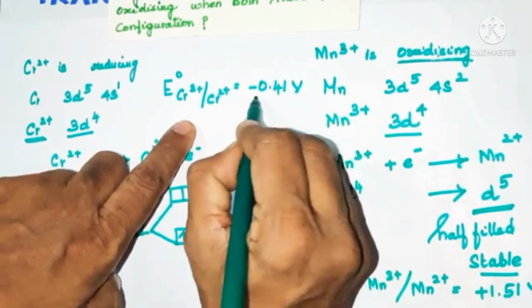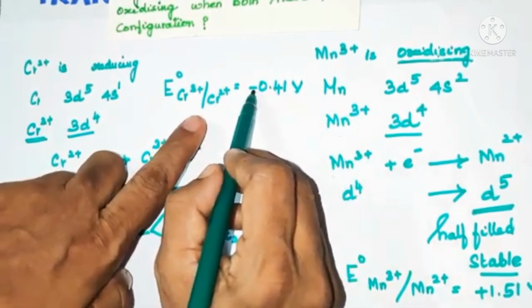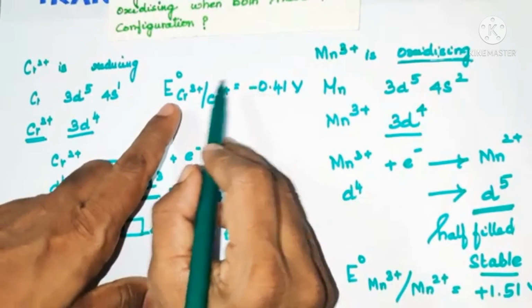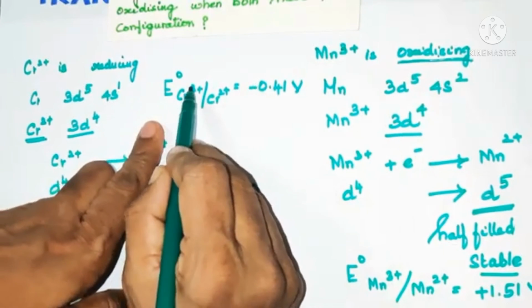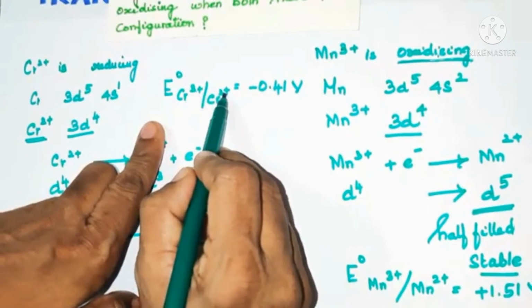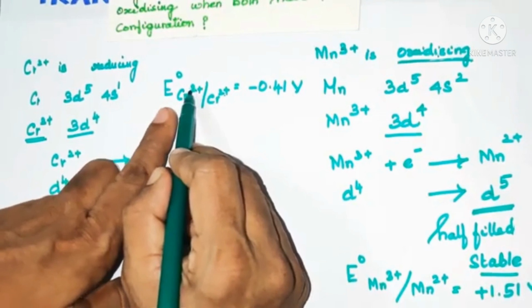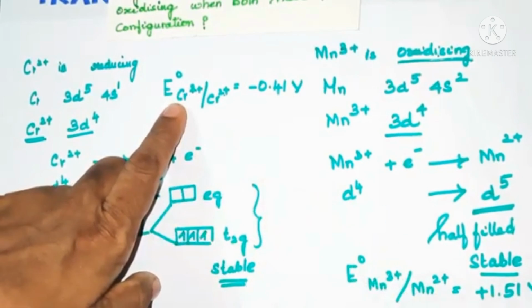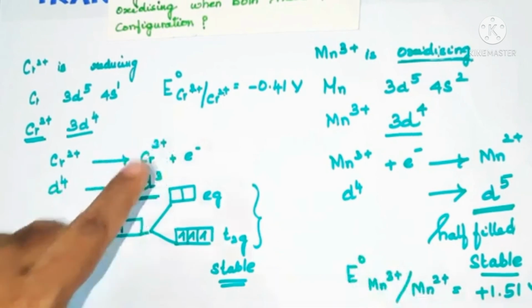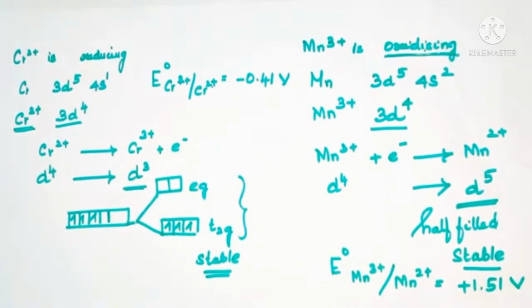And for chromium the value is negative, which means the higher oxidation state is preferred. So here chromium 3 plus is the higher oxidation state, so it is preferred. Okay, that is the answer for this question. I hope you understood this question. Thank you.